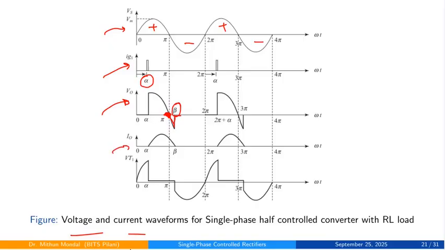Similarly, for the current, you have current till beta, and the thyristor voltage, with its turn on and turn off condition, has now been delayed to beta. So this is the effect of the inductor: at pi we need to turn off the output voltage, but because of the energy present in the inductor, it will not be turned off, and the conduction angle will be a little bit more as compared to the resistive load.